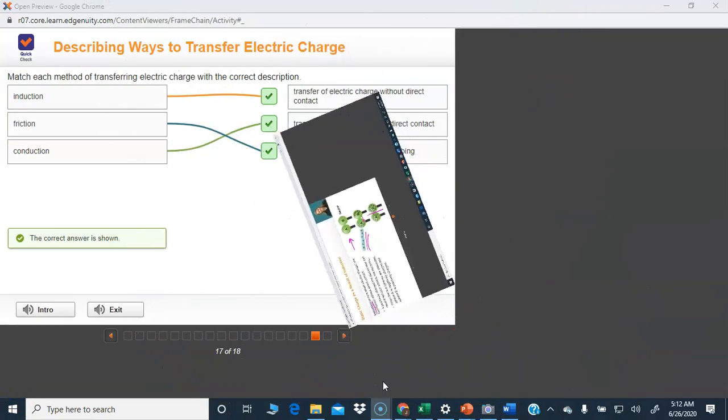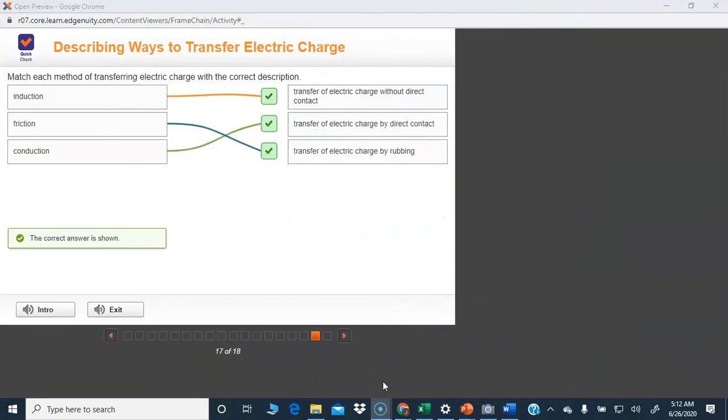All right, so here's an exercise to just identify these 3 methods of moving electrons. Match each method of transferring electric charge with the correct description. So induction. You can see the answers there. That's the transfer of electric charge without direct contact. That's the key phrase: without direct contact is induction.